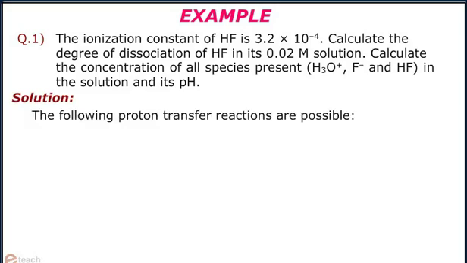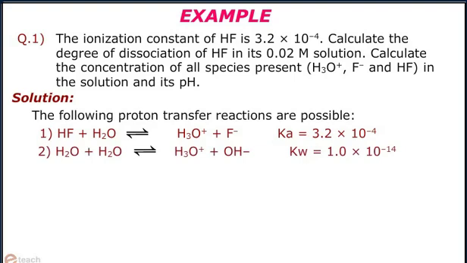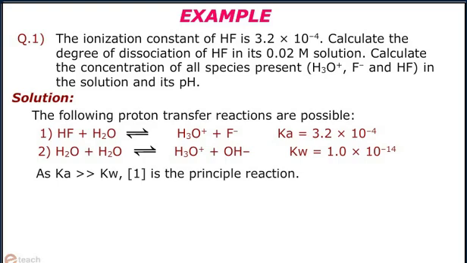The following proton transfer reactions are possible. The first one is HF plus H2O reversible H3O+ plus F-. Ka of this reaction is equal to 3.2 times 10 to the power minus 4. The second reaction is H2O plus H2O reversible H3O+ plus OH-. Kw of this reaction is 1 times 10 to the power minus 14. As Ka is very much greater than Kw, the first is the principal reaction.